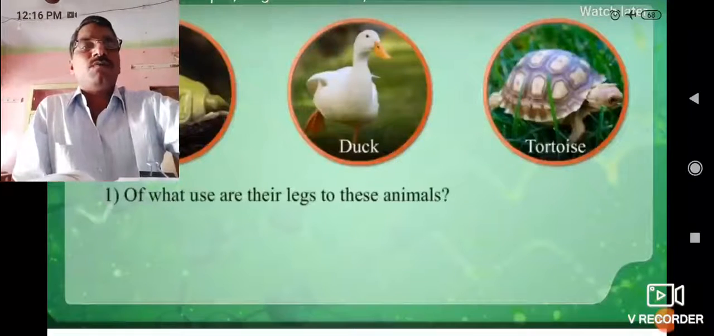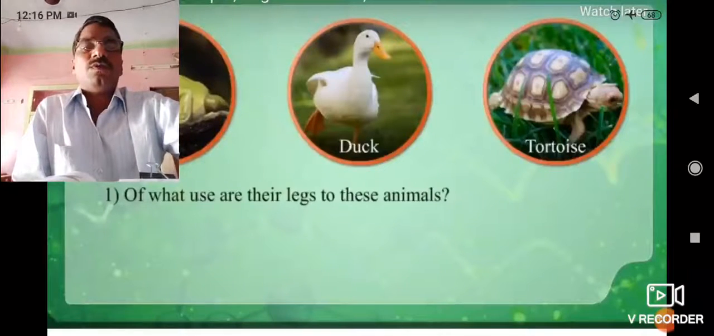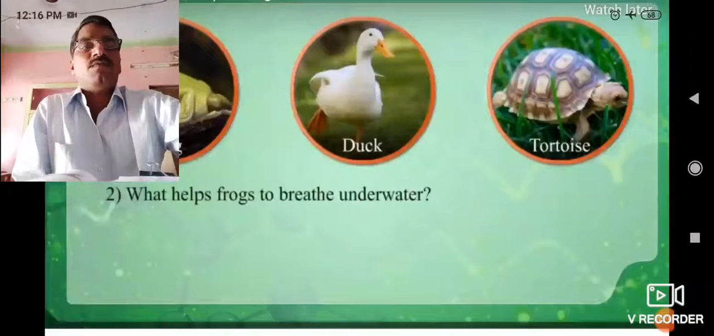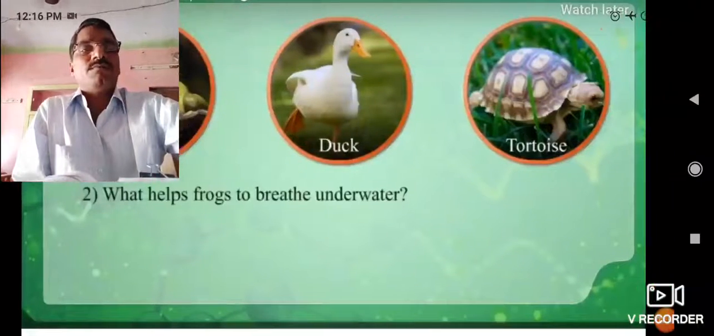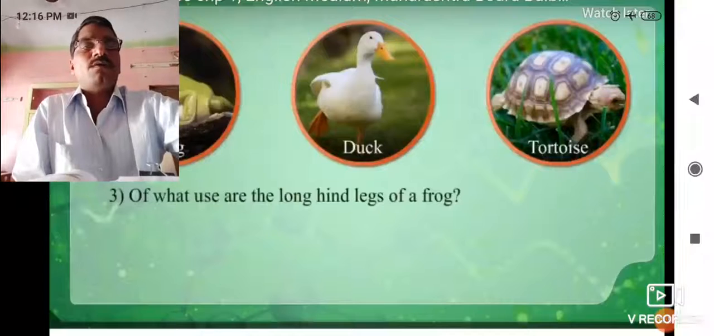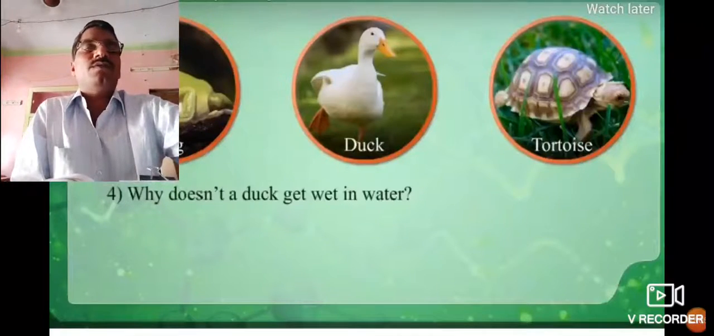Students, observe the dog, duck and tortoise and say the answer. First question: of what use are the legs to these animals? Second: what helps a frog to breathe underwater? Third: of what use are the long hind legs of a frog? Why doesn't a duck get wet in water?